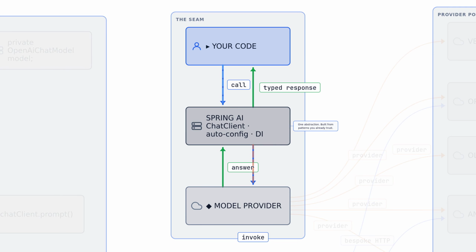Spring AI sits in the seam. The tangle collapses into one clean stack: your code, chat client in the middle, the model underneath, and it's built from Spring patterns you already trust.